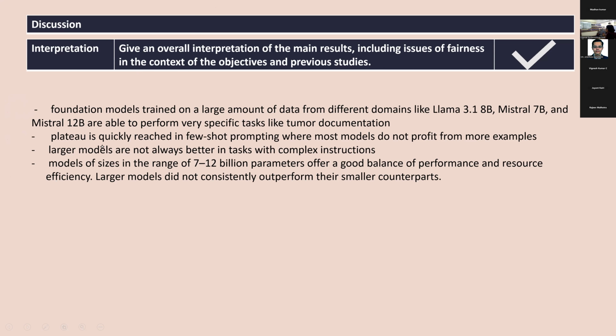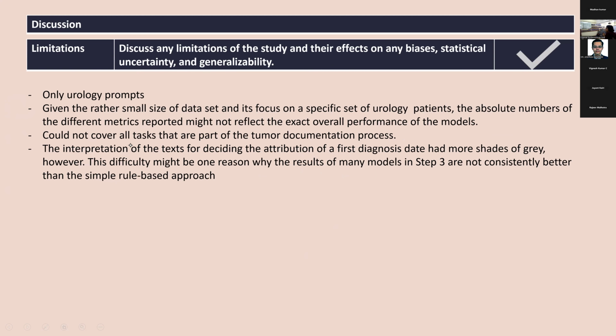And for larger tasks, we mostly infer that larger models will be better at doing complex tasks. That is not so. They were not better in tasks with complex instructions. And the ones with 7 to 12 billion parameters offered a good balance of performance and resource efficiency. And the large models did not outperform their smaller counterparts.